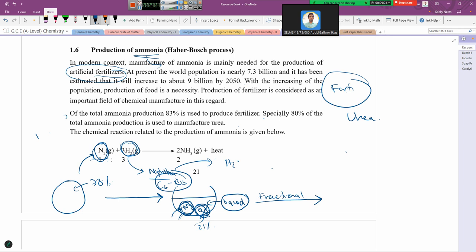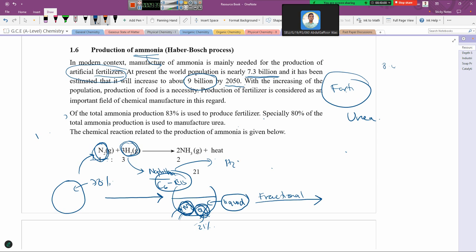Now you can see that at present the world population is nearly 7.3 billion, right? Sometimes now it may be around 8.4 or something like that. Just to have an idea, let's say this is 7.3 billion, and by 2050 it will become 9 billion. Definitely the population will grow exponentially. For the increase in the population we have to provide food to all human beings.